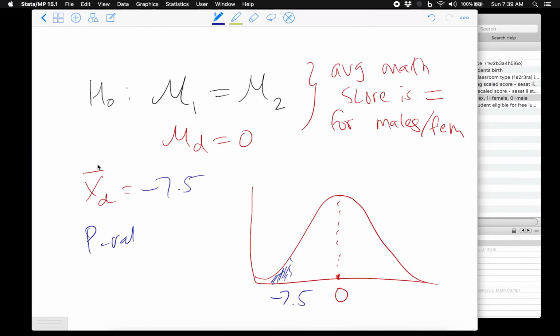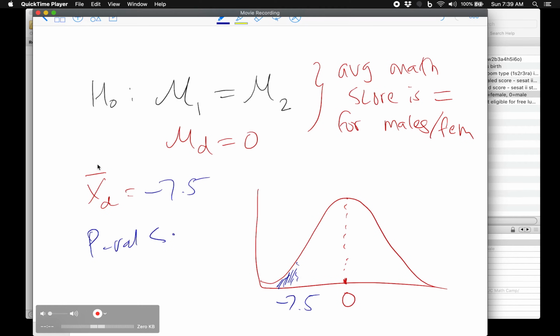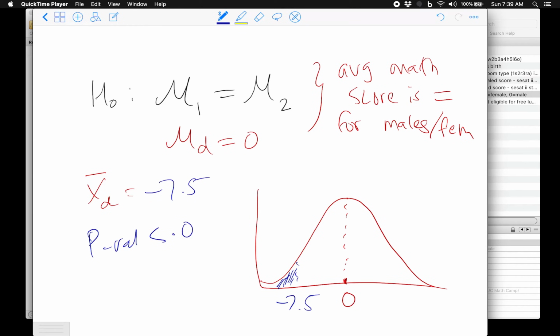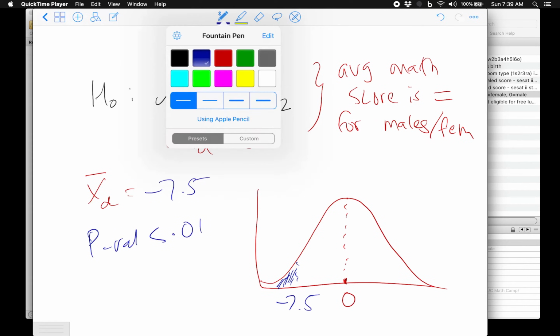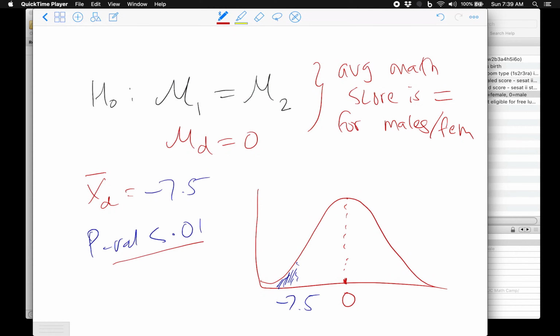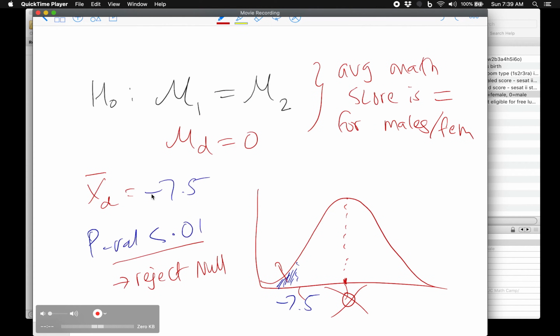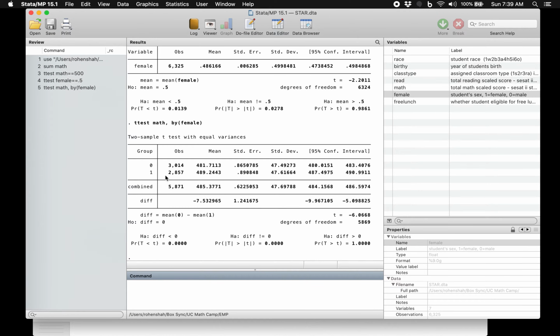But no matter what, we're sure that it's less than 0.05 or even 0.01, you could say. So the p-value is less than this, and so we're going to conclude that we're going to reject the null. That means this p is so low because this 7.5 is far enough from 0 that we're going to reject the null that there's no difference between males and females in their math scores. In fact, here we would say that males on average score less, right?